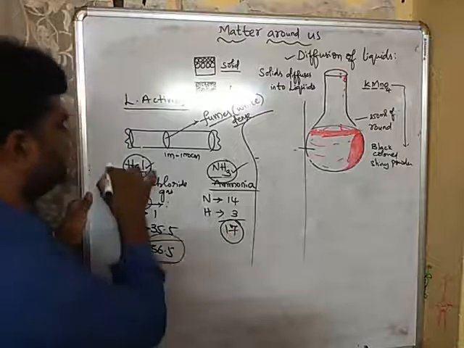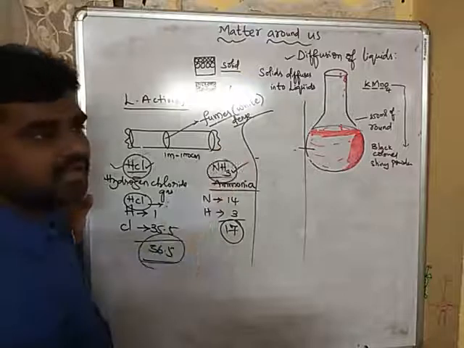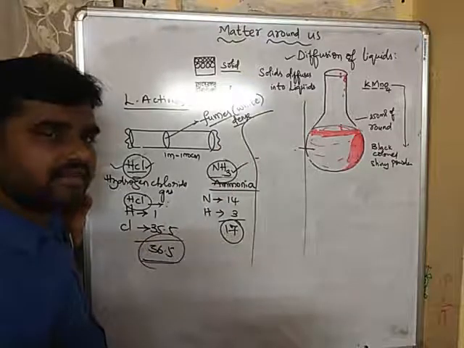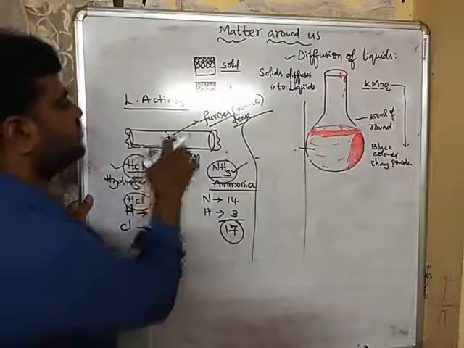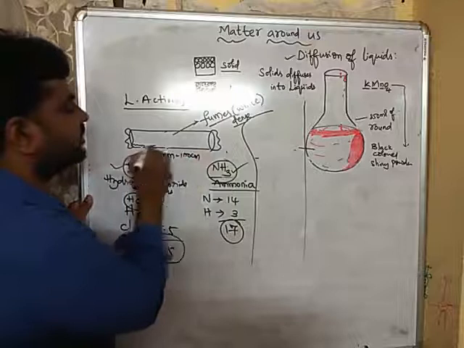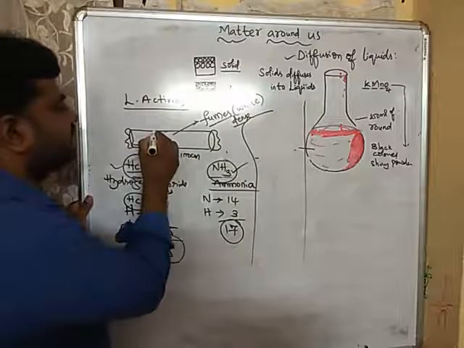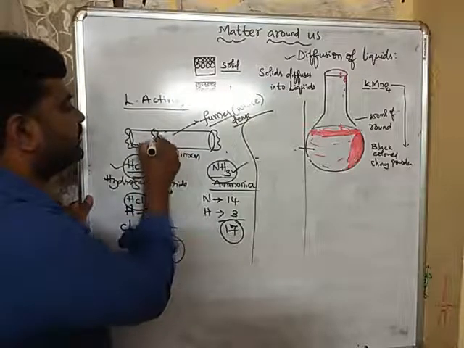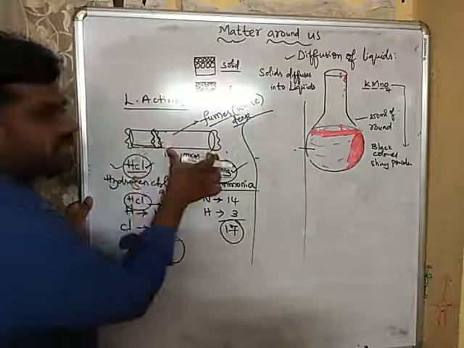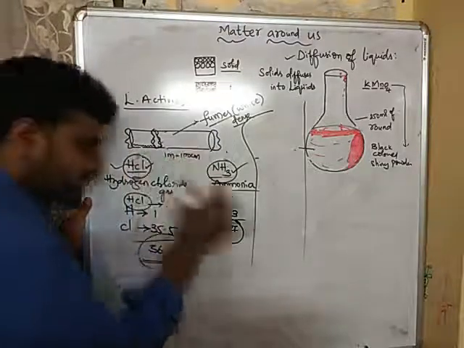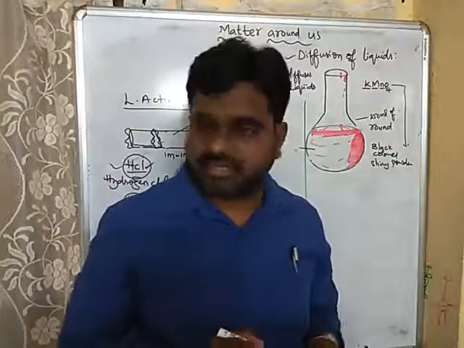Which one is denser? Hydrogen chloride gas is denser than ammonia gas. Then immediately what happens? This gas moves a little bit slower than ammonia gas. So before it reaches the other end, ammonia gas comes a little bit faster, so that the dense fume forms here, nearer to this HCl gas. If we measure the distances, easily we can come to know that the gases are diffusing with different rates or different speeds.